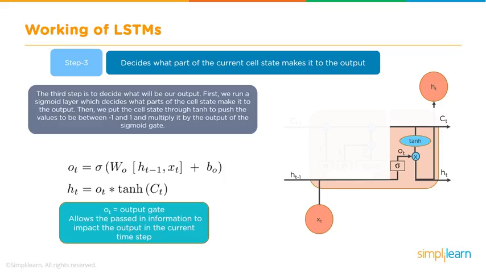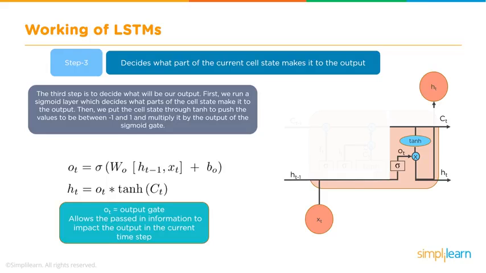Finally, we get to step 3, which decides what part of the current cell state makes it to the output. The third step is to decide what will be our output. First, we run a sigmoid layer, which decides what parts of the cell state make it to the output. Then we put the cell state through the tanh to push the values to be between -1 and 1, and multiply it by the output of the sigmoid gate. So when we talk about the output o of t, we set that equal to the sigmoid of the weight of o, h of t minus 1, back one step in time, x of t, plus of course the bias.